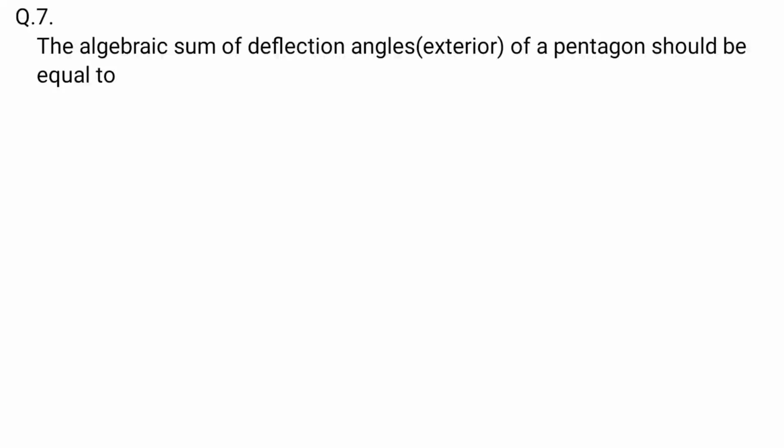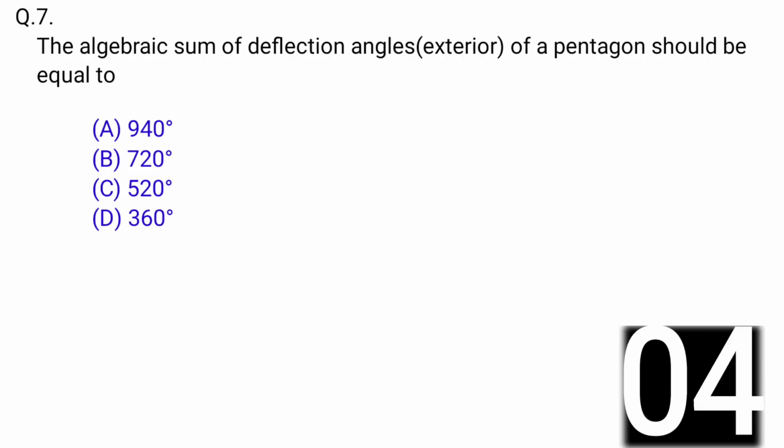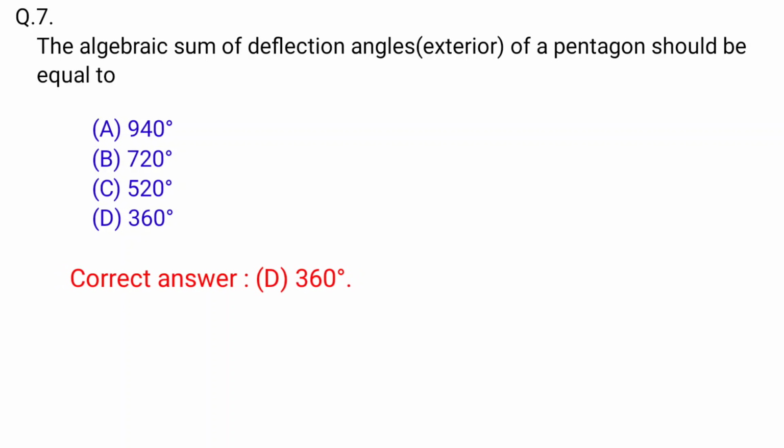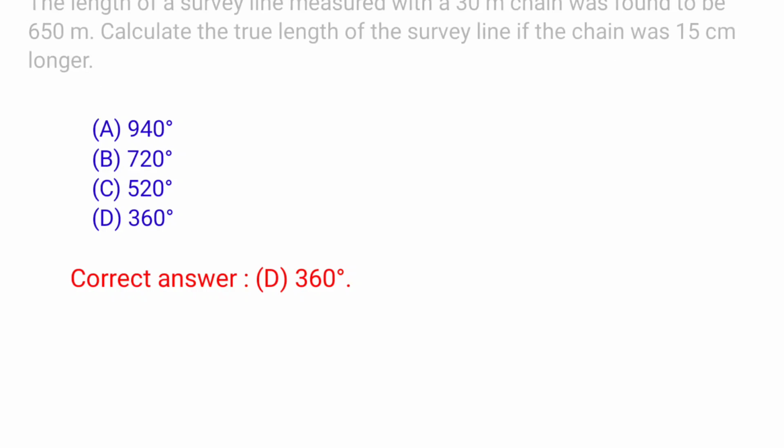Next. Question number 7. The algebraic sum of deflection angles, exterior, of a pentagon should be equal to options: A. 940 degrees, B. 720 degrees, C. 520 degrees, D. 360 degrees. Correct answer is option D. 360 degrees.